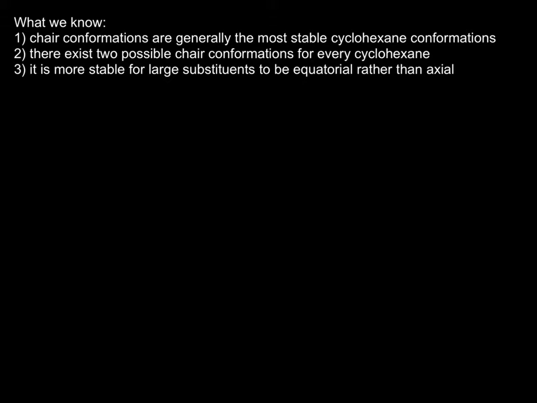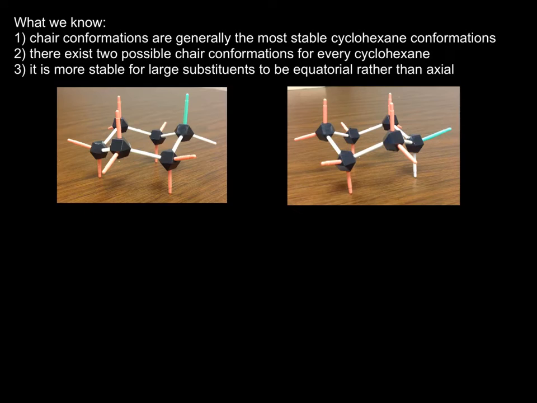And thirdly, it is more stable for those larger substituents to be equatorial, because equatorial is generally further out in space, further away from the other substituents, rather than axial. And remember, axial turned out to be relatively close to the other axial positions. So let's look at a couple of these structures and reconsider what those two different conformations look like.